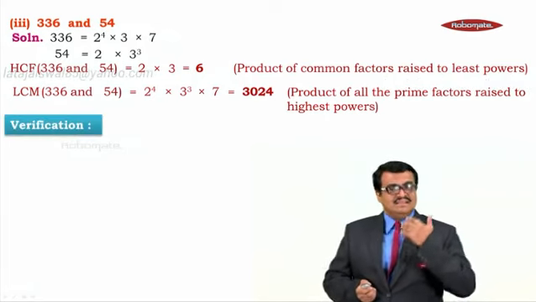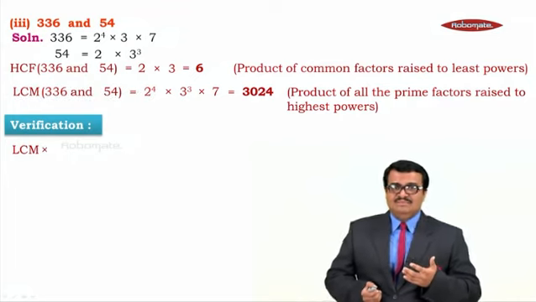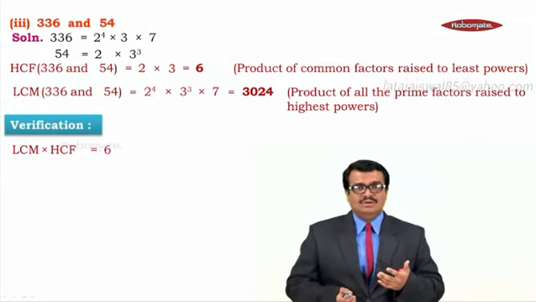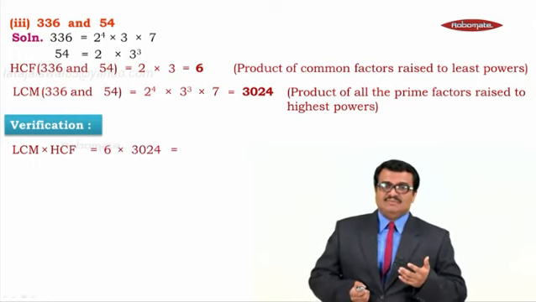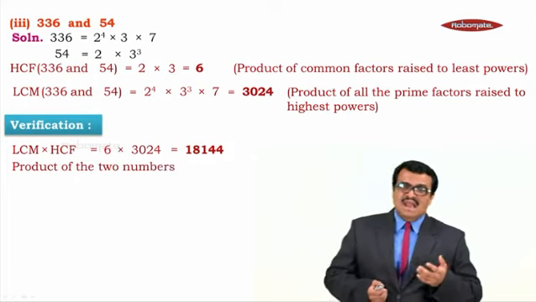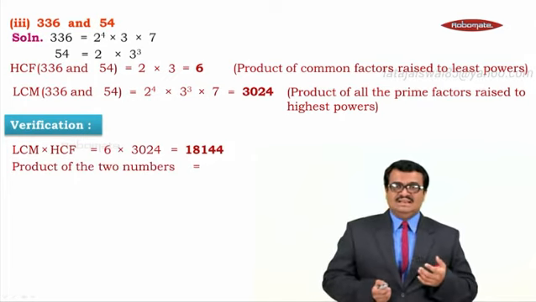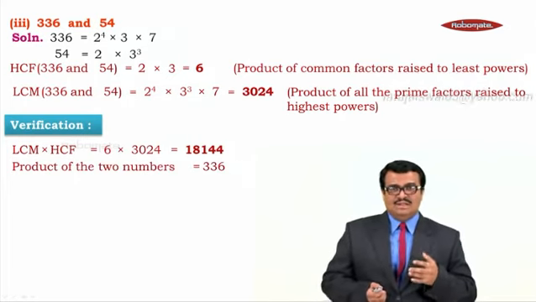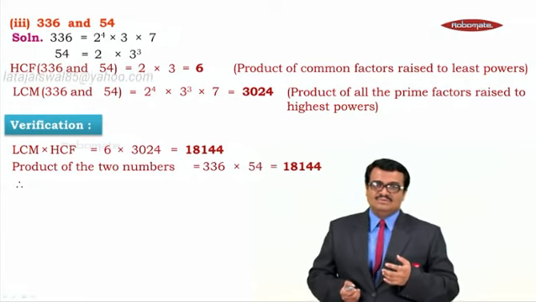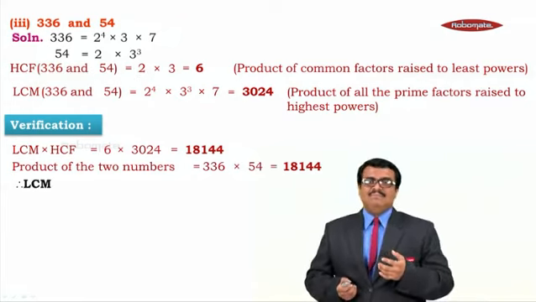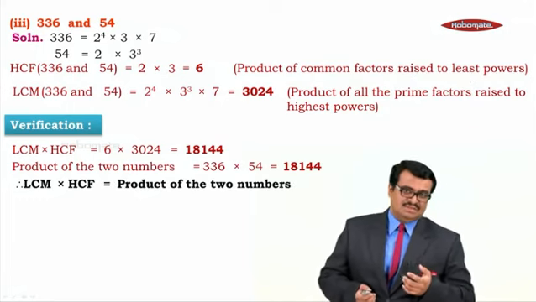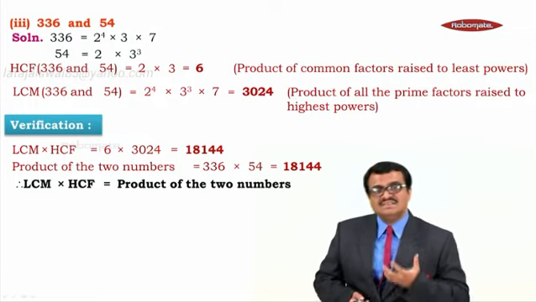Now let us verify the statement. LCM into HCF is equal to 3024 into 6. If you multiply them, you will get 18144. Okay. And if you multiply the two numbers, 336 and 54 also, you will get the same 18144. So what we have done, LCM into HCF is equal to product of two numbers. The fundamental theorem of arithmetic is verified.